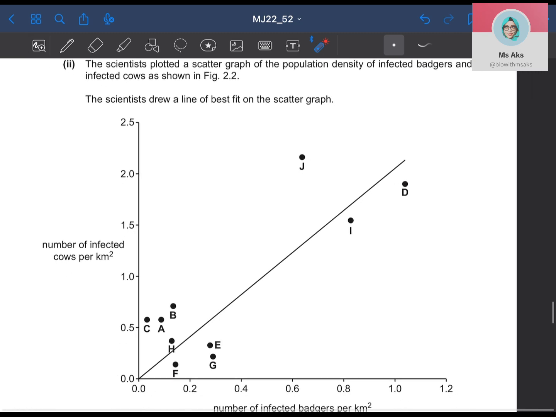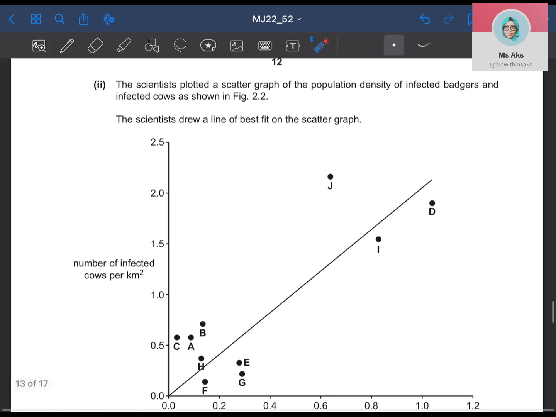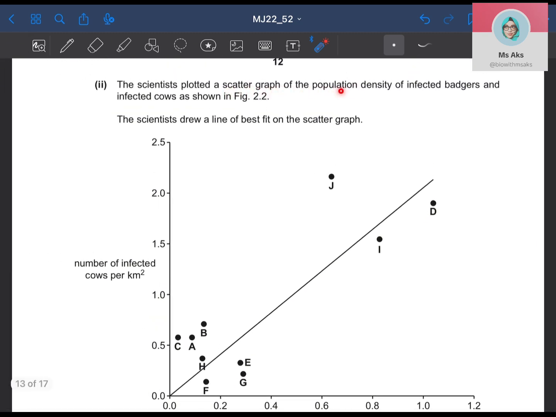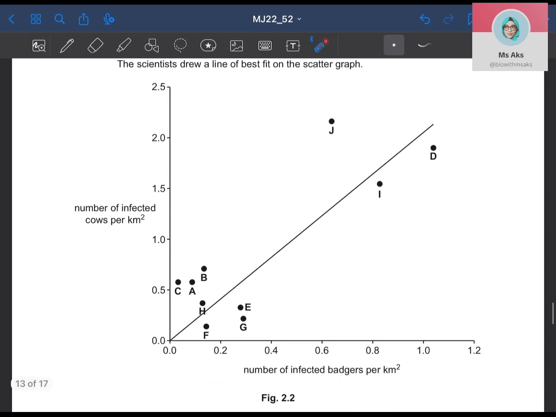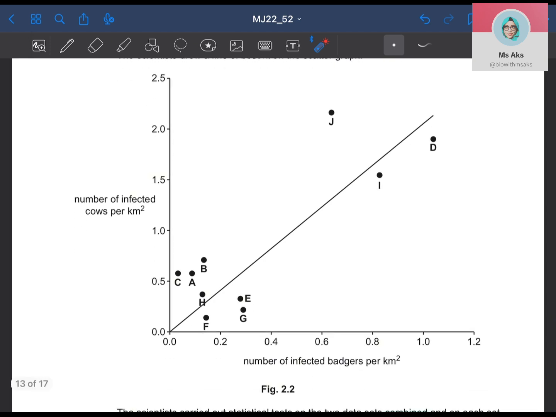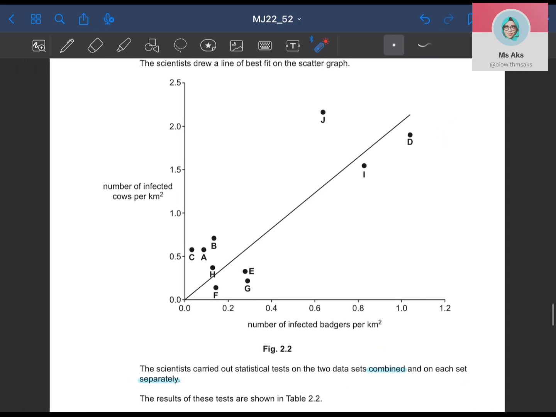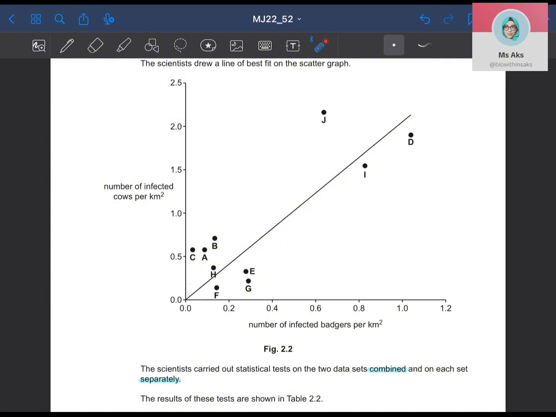The scientists plotted a scatter graph of the population density of infected badgers and infected cows. The scientists drew a line of best fit, interesting, on the scatter graph. And then we have here on the x-axis the number of infected badgers per square kilometer, with the number of infected cows per square kilometer. Okay, fine. We can see a line of best fit here, somewhat showing an increasing trend. That means there is a positive correlation, just quickly looking at the best fit.